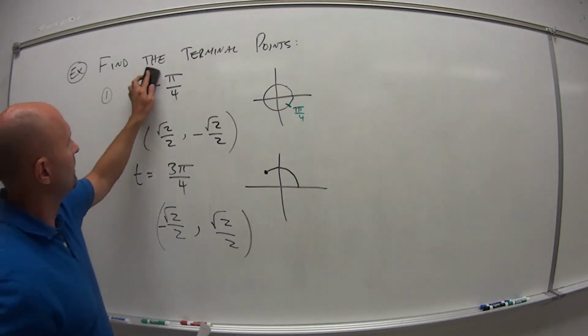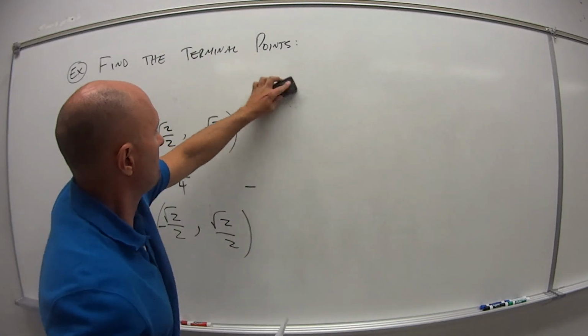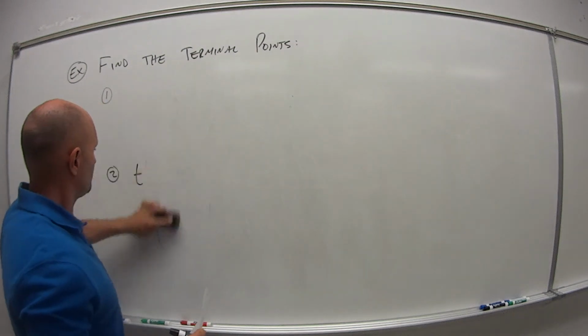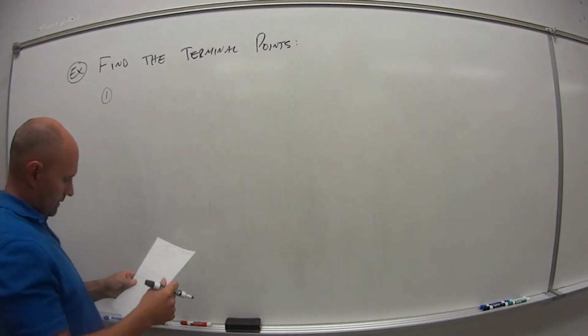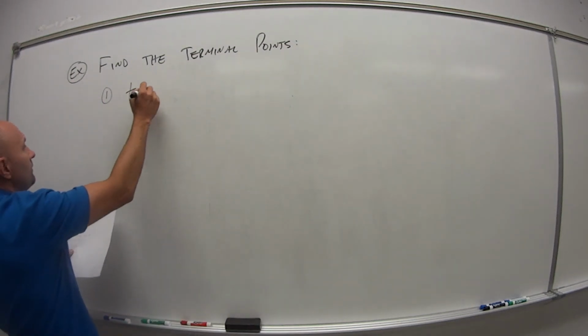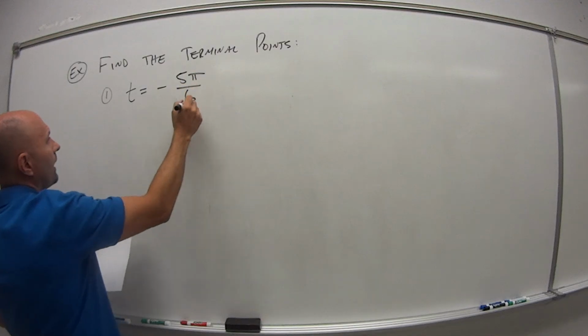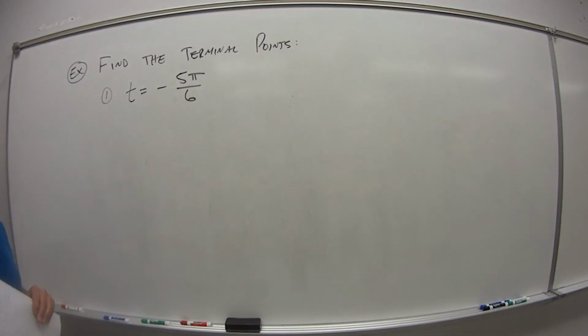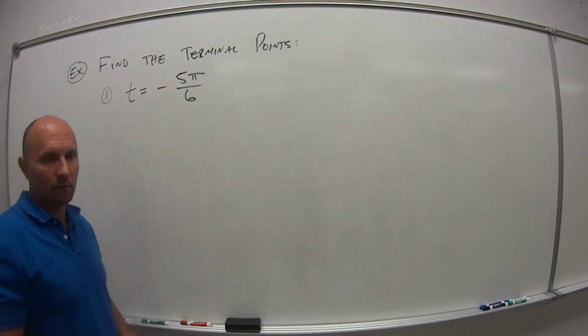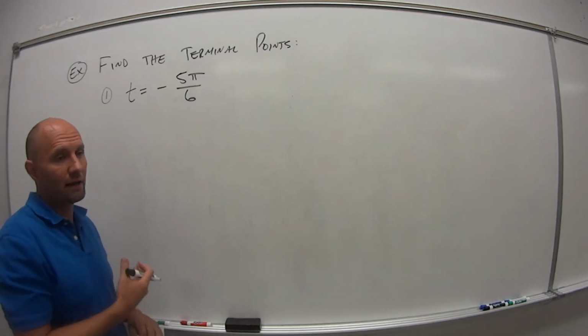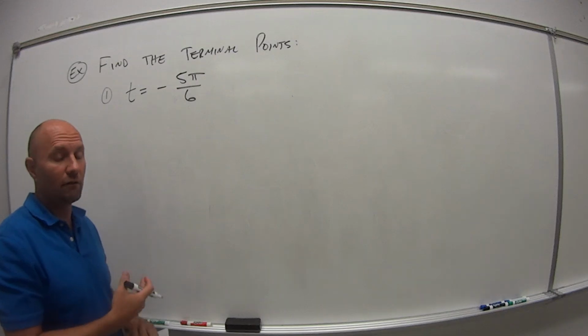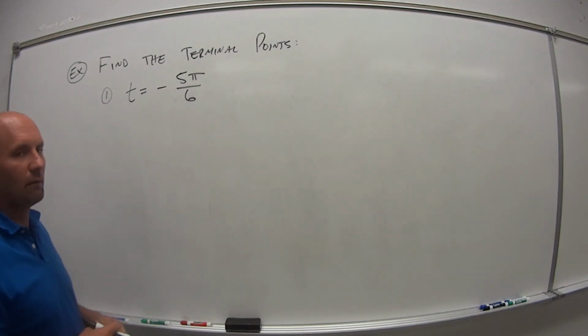And our third example. Our third example is t is equal to minus 5 pi over 6. A little trickier this time. Again, pause, give it a shot. If you get stuck, if you can't figure it out, if you want to check if you're right, hit play and we'll see what happens.